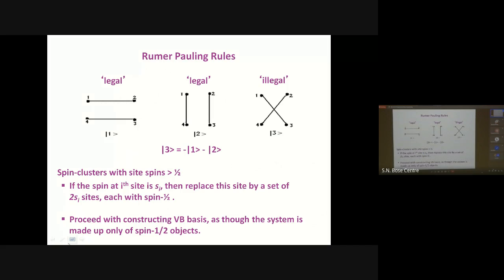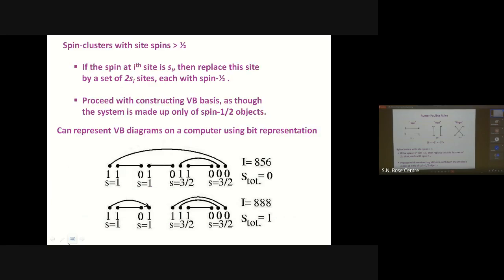So like I said, what are legal and illegal diagrams? If this is a legal diagram, 1, 2, 3, 4, and there are no crossing lines, legal, but this is illegal. An illegal diagram can be written as a linear combination of legal diagrams. That's why it's called that, it has not broken any law. And this you can extend to sites with arbitrary total spin, not just singlet, but higher spin states, and spin half objects, and so on and so forth.